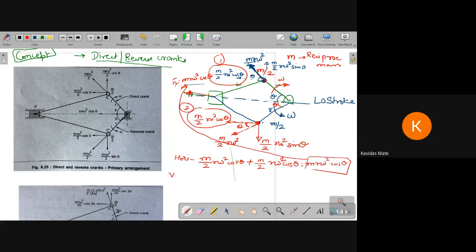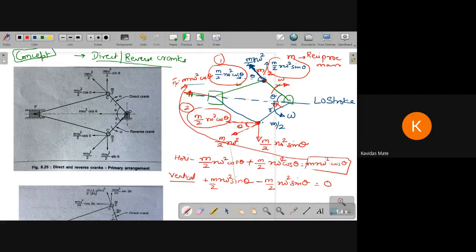Now let's look at vertical forces. In the vertical direction, this one is going downside. So m by 2 r omega square sine theta goes downside, and this m r omega square sine theta is plus. This one is minus because it is going downside. So m by 2 r omega square into sine theta, plus and minus will become 0. So the vertical component would be 0.